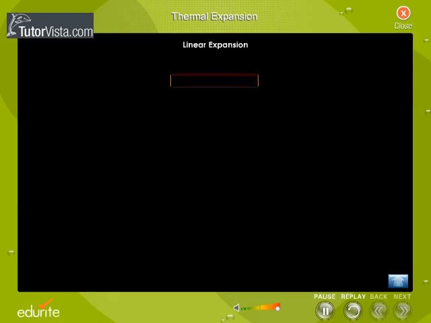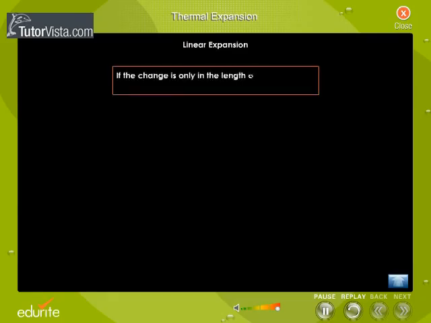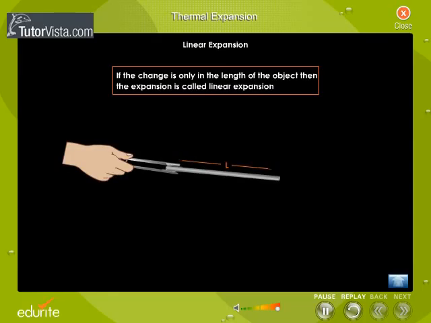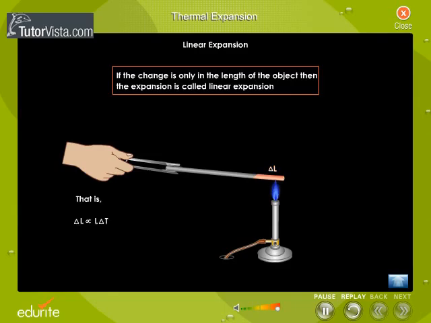Linear expansion. If the change is only in the length of the object, then the expansion is called linear expansion. Let L be the length of a rod at some initial temperature T. When the temperature changes by delta T, the length changes by delta L. It is found that if the change in temperature is not so large, say less than 100 degrees Celsius or so, then delta L is directly proportional to delta T and its original length L.